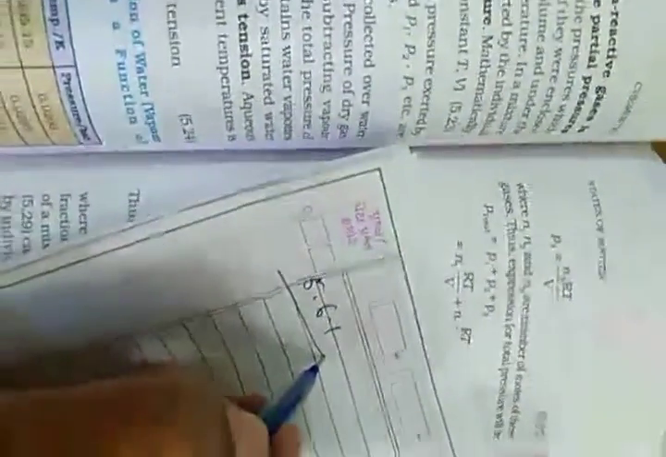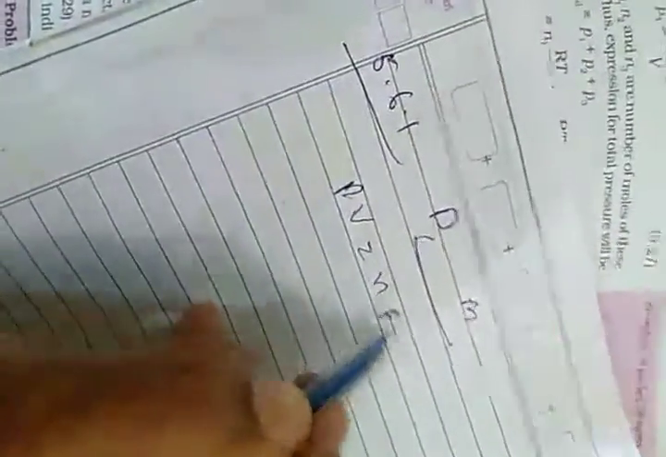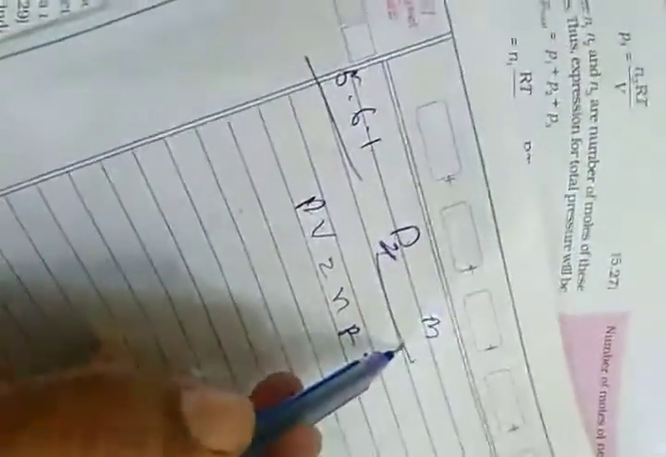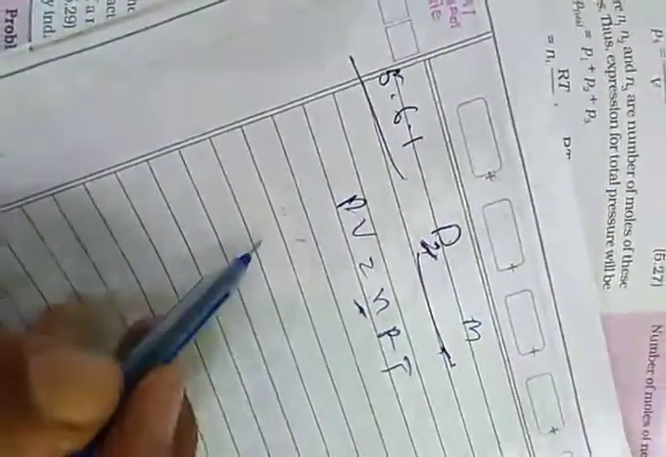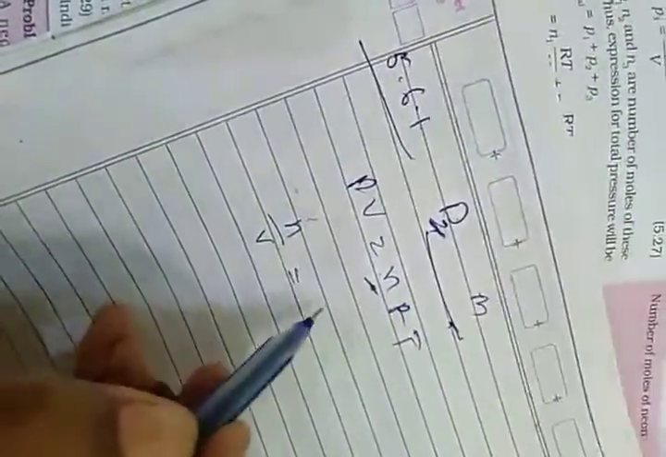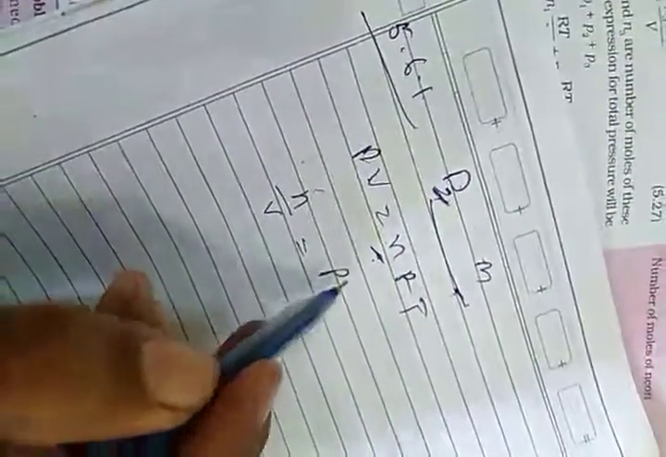Okay. Now our next topic is 5.6.1, that is density and molar mass. Now you know PV is equal to nRT, very simple. So we have to find the density and molar mass. n upon V, with V coming down, is equal to P upon RT.